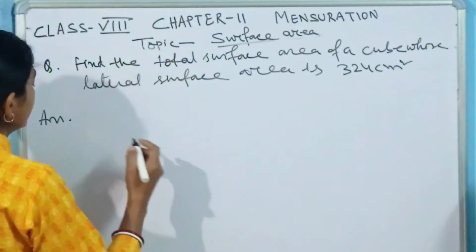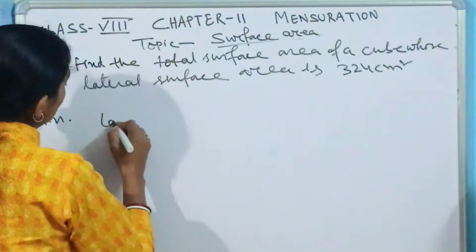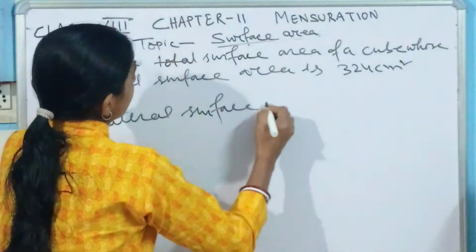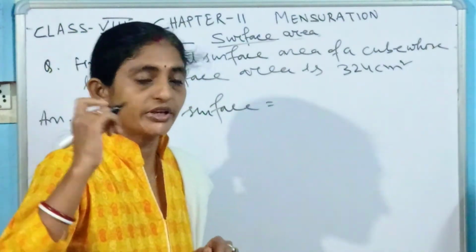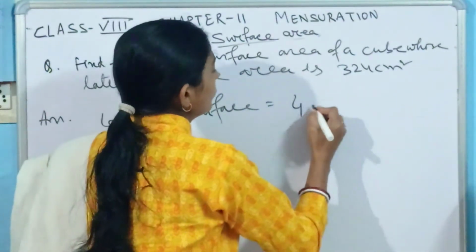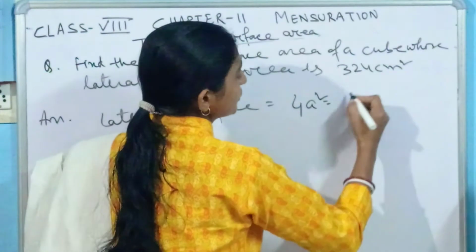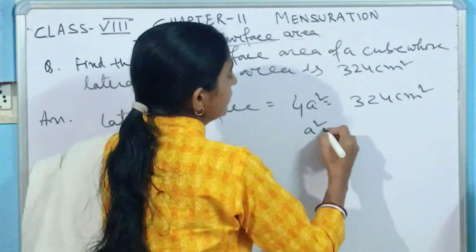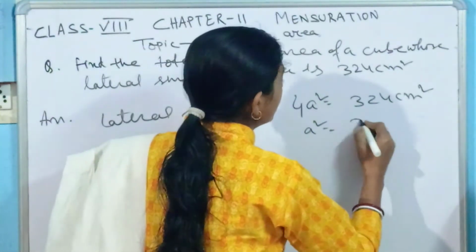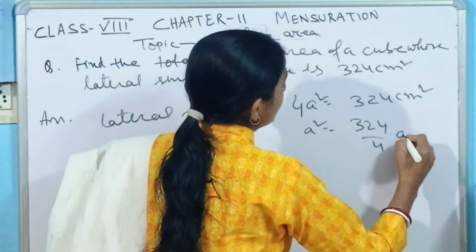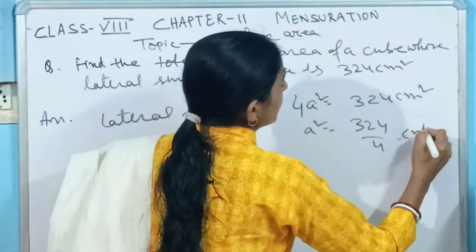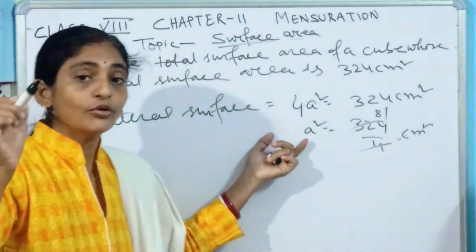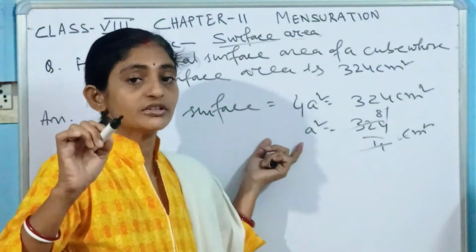So here we can write that lateral surface is equal to, if one face is equal to a square, lateral surface will be 4a square, and here as per the question it is given 324 centimeter square. So the area of one face will be 324 by 4 centimeter square. So let's cancel, it is 81 you are getting. So the area of one face will be 81 centimeter square.